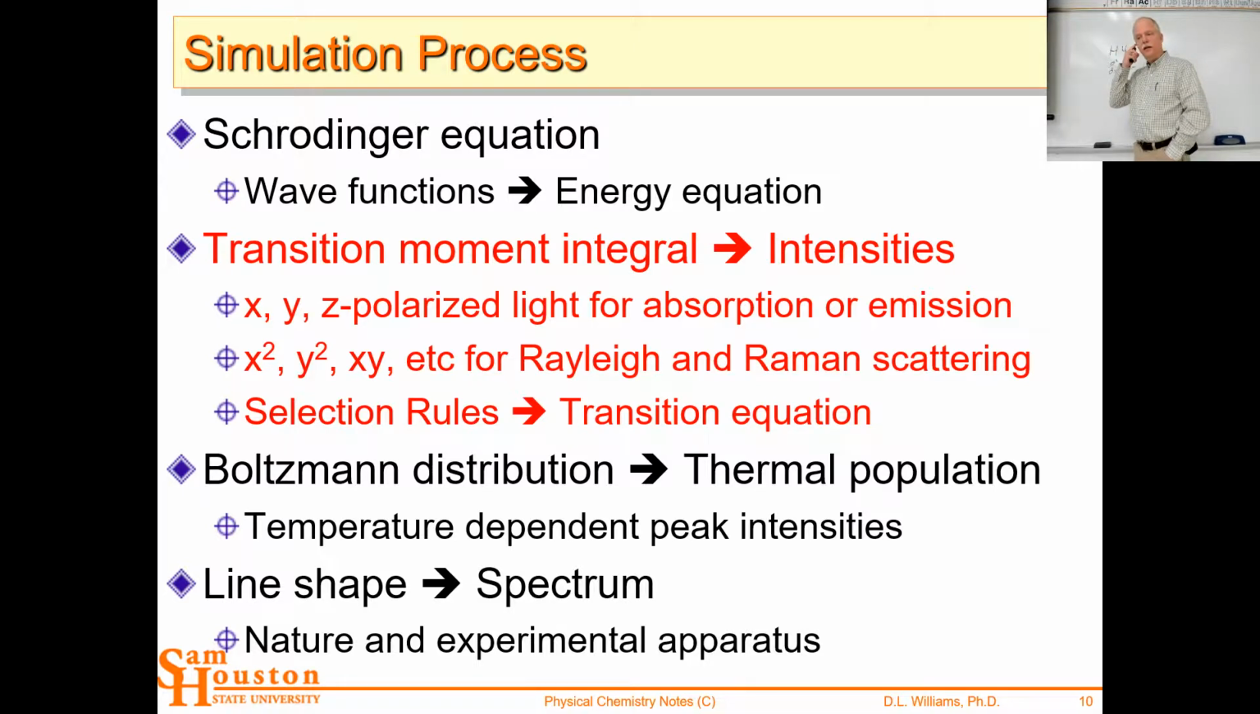And so the simulation process, we now have the energies. We're going to use the transition moment integral to get the intensities. We can use x as our representing light for absorption and emission, x squared for Raman and Rayleigh scattering. And those selection rules will be evident from the matrix that we have.